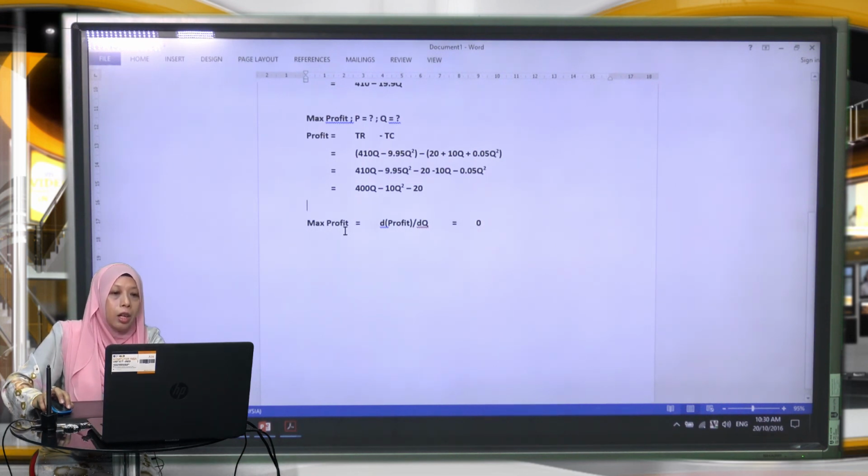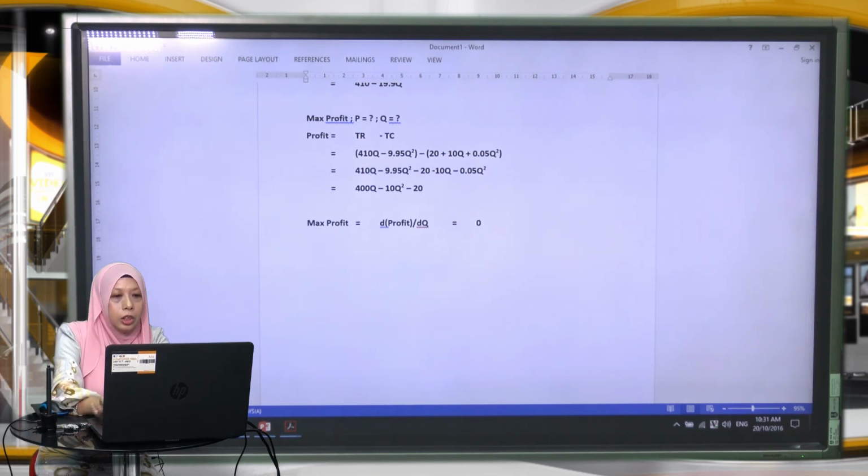Now going back to our problem just now, remember that Maya Cafe wants to maximize profit. The question is, what should be the price and output that it has to set? Now we know that whenever you want to maximize something, you have to differentiate it and set it equal to 0. Here your problem is you want to maximize profit. That requires you to differentiate the profit function and set it equal to 0. Now what's your profit function just now? So your profit function is this. Let us differentiate it.